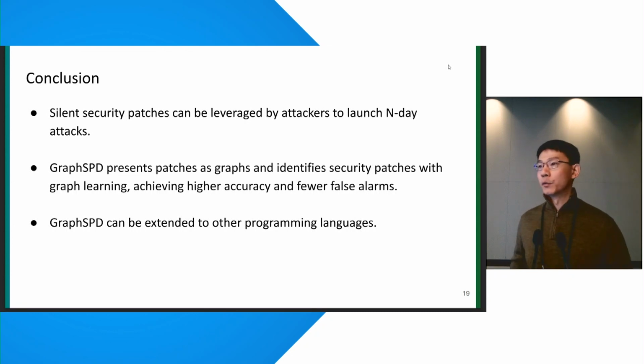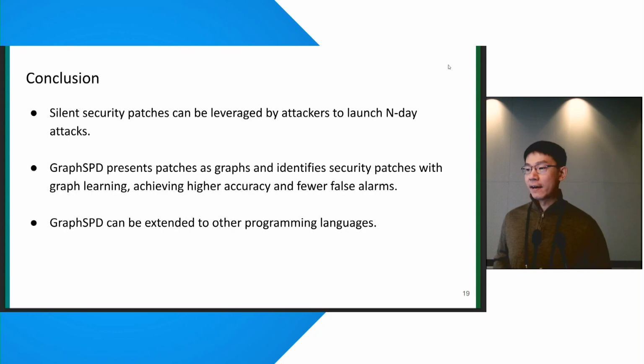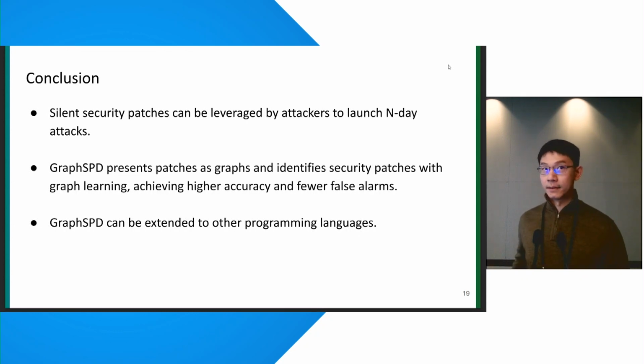In our work, we propose GraphSPD, which represents patches as a graph representation called PatchCPG, and identifies security patches with a graph learning model, PatchGNN. It can achieve higher accuracy and fewer false alarms compared with the sequential-based solution and the vulnerability detection method. We currently focus on C and C++ languages. In the future, we will extend GraphSPD to other programming languages like Python, Java, and even binary code.